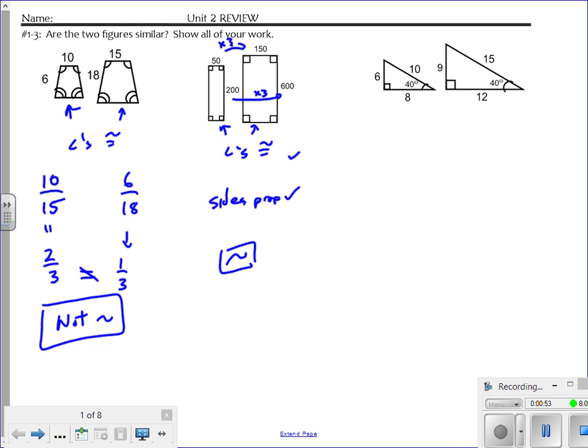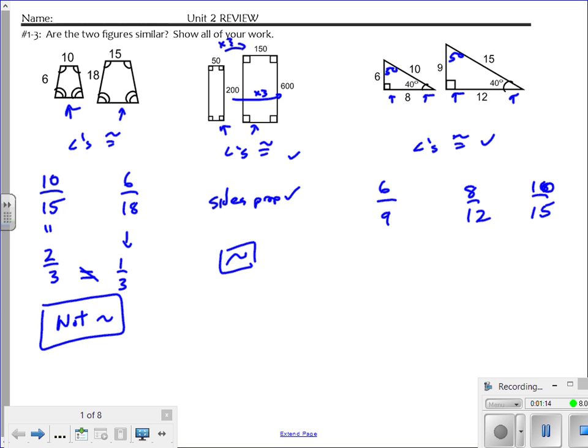The third one, again, we've got congruent angles, a 90, a 40, and the missing angle there would be 50, so all the angles are congruent. Alright, so that's good. Now we just need to check. So the smallest side of the left side triangle is 6, the smallest on the right is 9. We go medium to medium and large to large.